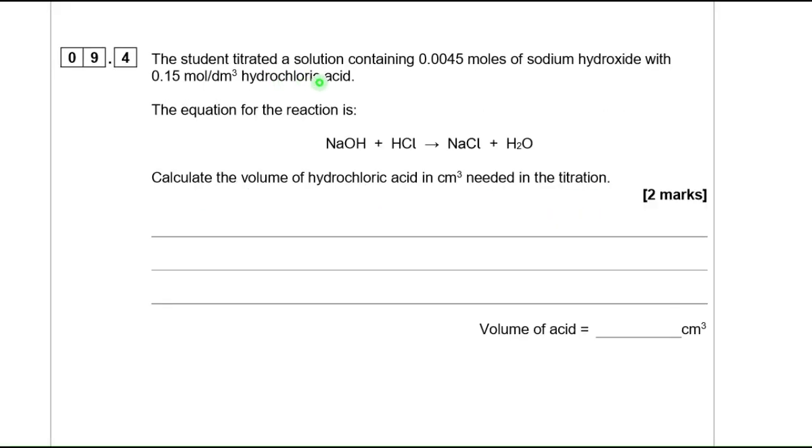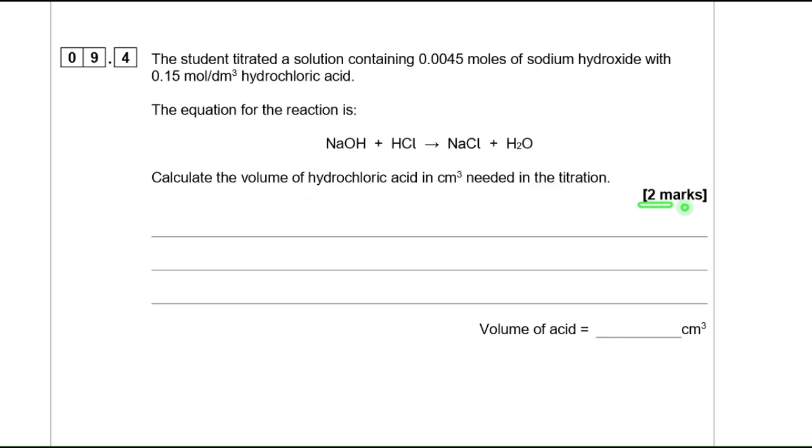9.4. The student titrated a solution containing 0.0045 moles of sodium hydroxide with a 0.15 moles per decimeter cubed hydrochloric acid. The equation for the reaction is NaOH plus HCl goes to NaCl plus H2O. Calculate the volume of hydrochloric acid in centimeters cubed needed in the titration. This is for 2 marks.